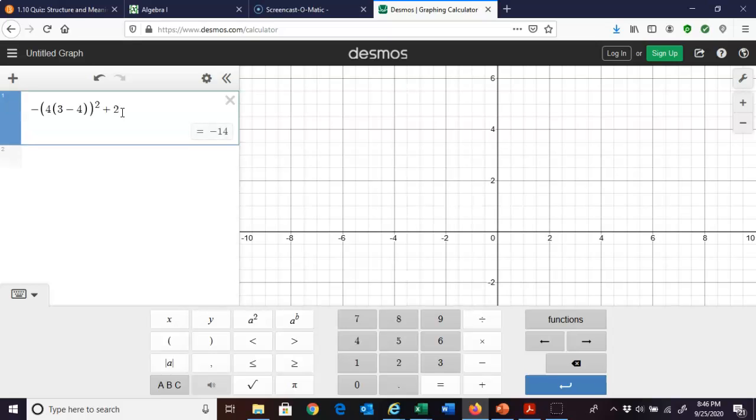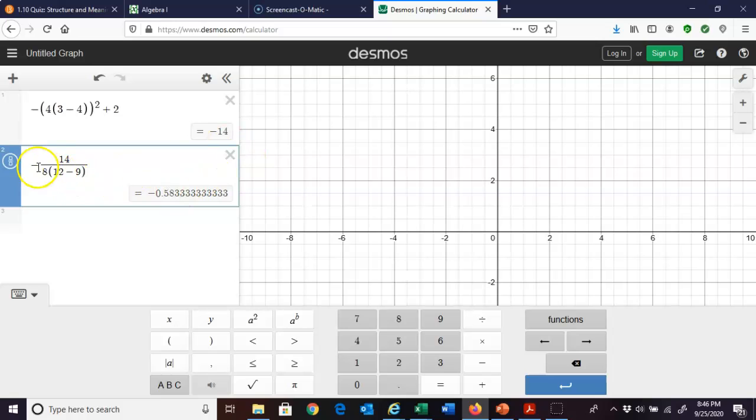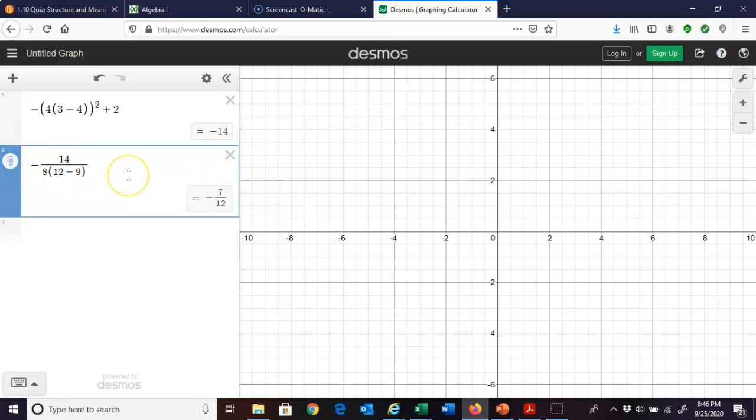So in this case, it's going to be better probably to go ahead and hit enter. So we know this is our numerator. So let's take that numerator and divide it by the denominator. 8 times 12 minus 9. And we'll get a fraction. Sure enough, it is negative 7 over 12, which is the answer we got.